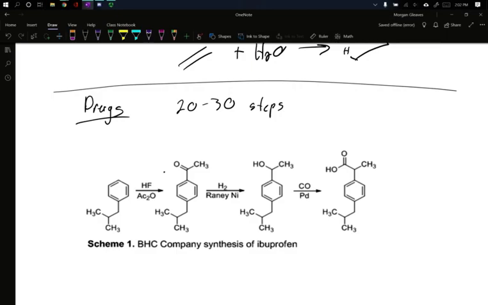Let's take a look at this one. So this is actually the synthesis for a more common drug. If you want to make ibuprofen, we actually have to go through several steps. And so while there are many very complex reactions that can make ibuprofen, this is actually one of the modern chemical ones used in industry.